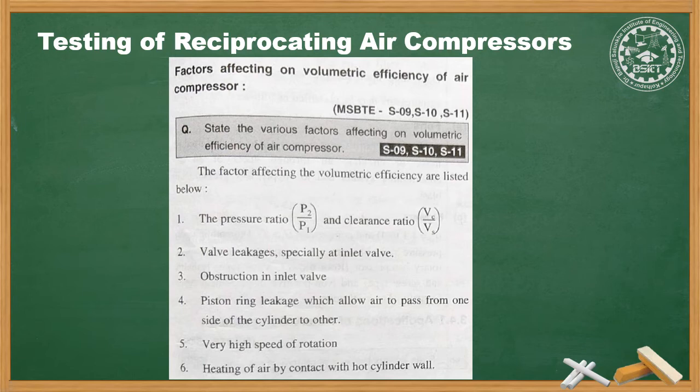Third, obstruction in the inlet valve. Fourth, piston ring leakage, which allows air to pass from one side of the cylinder to the other. Fifth, high speed of rotation. Sixth, heating of air by contact with the hot cylinder valve. So these are some factors that affect the volumetric efficiency of a compressor.